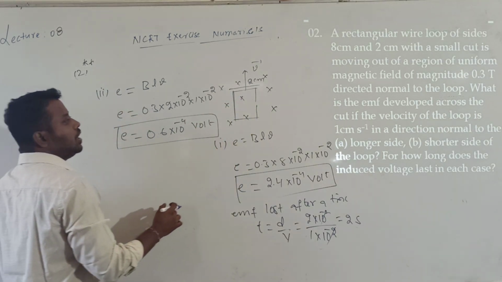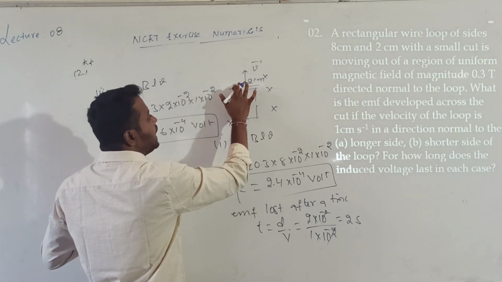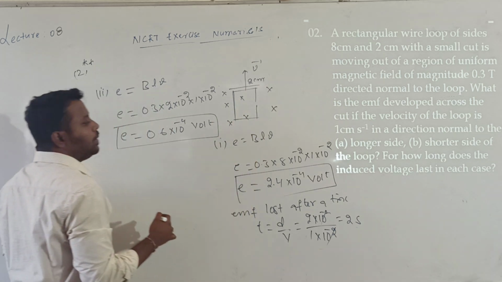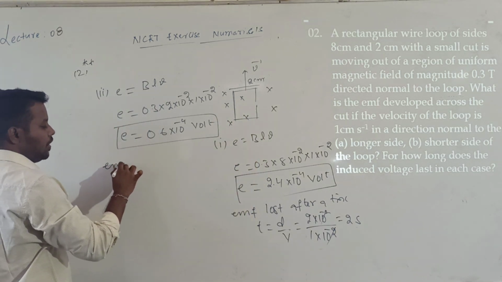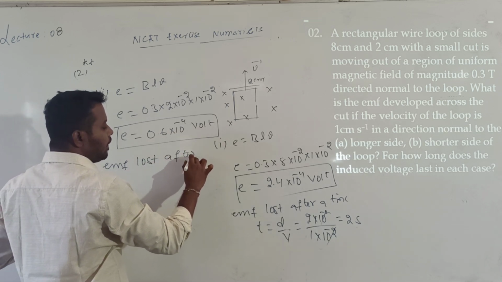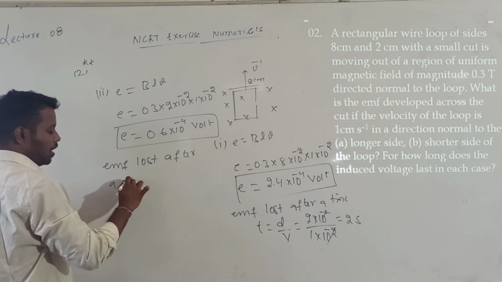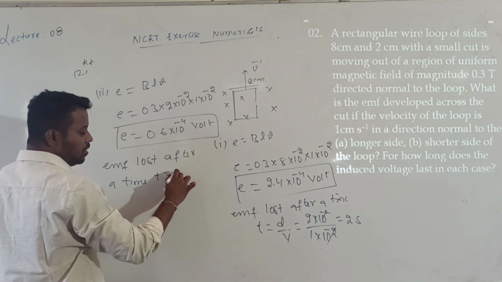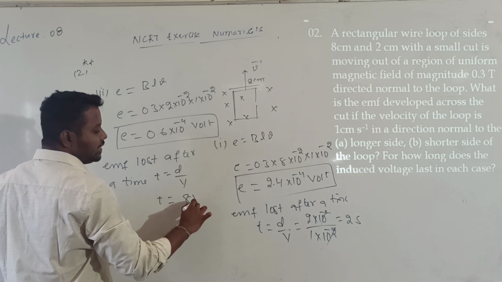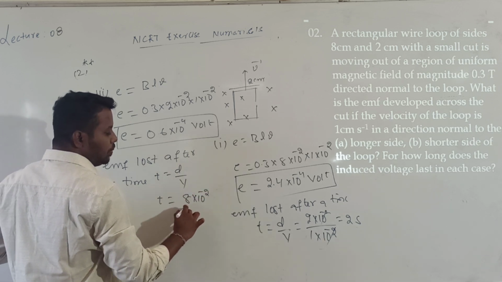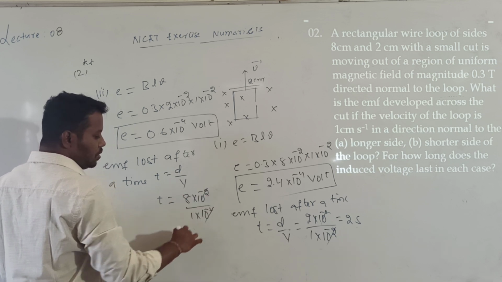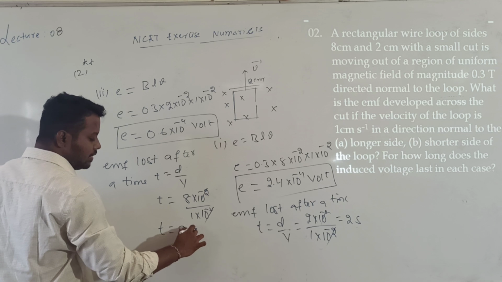So for how much time? Let us suppose the magnetic field is extended only within the loop. Within how much time is the EMF lost? After a time. So after how much time? The time is equal to distance by velocity. This time it should travel how much distance? 8 centimeters. 8 into 10 to the power of minus 2 by velocity value 1 into 10 power minus 2. So the answer is 8 seconds.